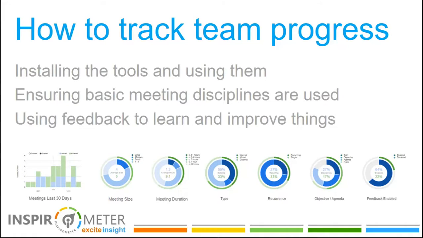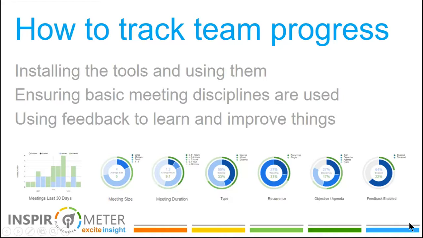There are three main things that are required for your team to increase meeting effectiveness through Inspirometer: installing the Inspirometer so they can use it, ensuring basic meeting disciplines are used, and using feedback to learn and improve things. It is the role of the team manager to help their people overcome any issues in this. But how does the manager know if their people are encountering issues? How can you monitor their progress?